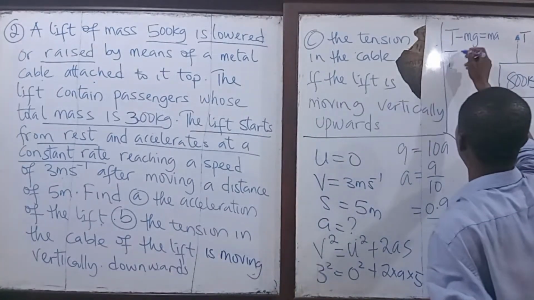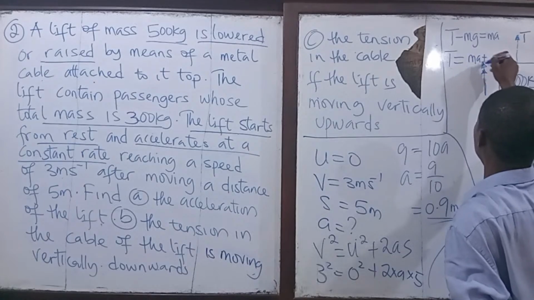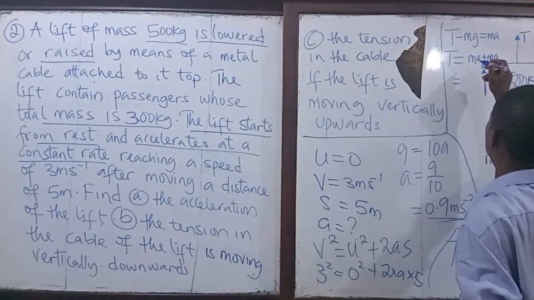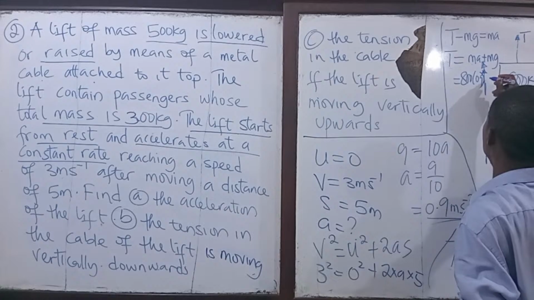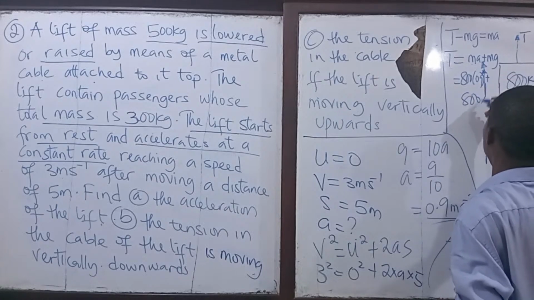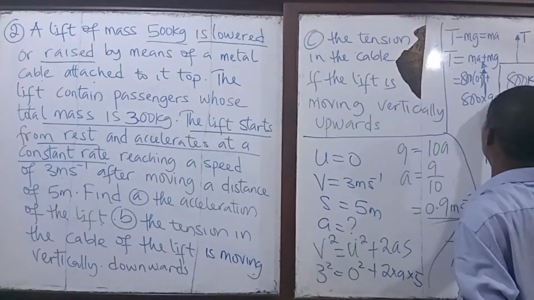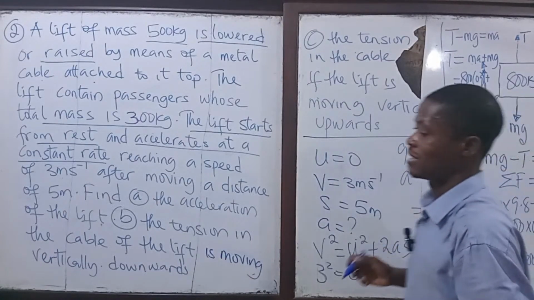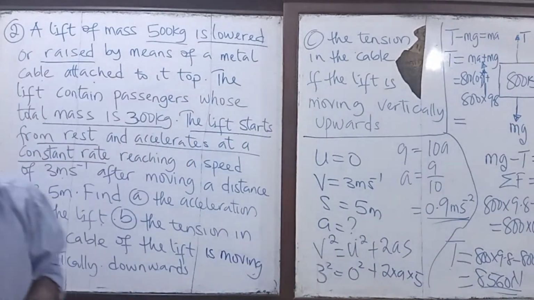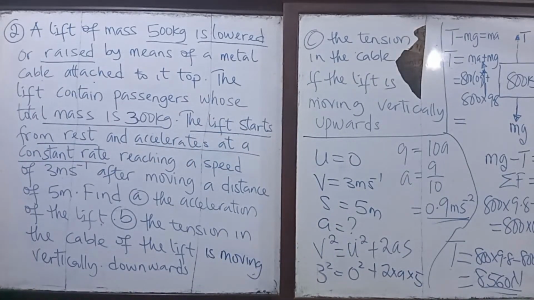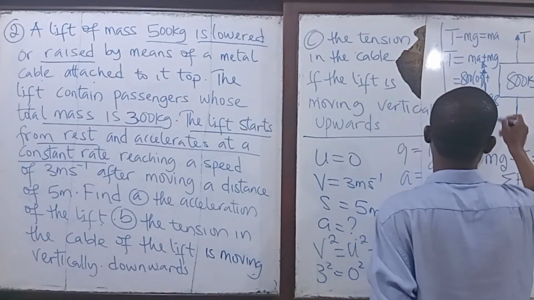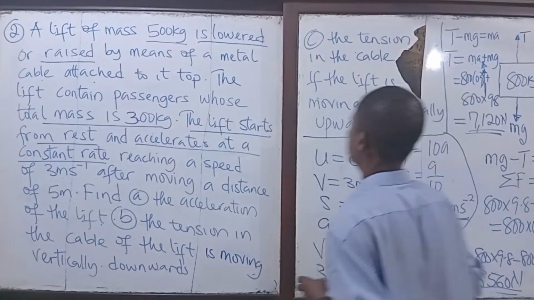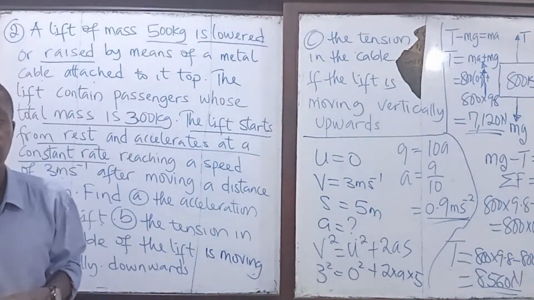So make T the subject, and that will be Ma plus Mg. And that will be equal to, my mass is 800, my acceleration is 0.9, then plus 800 times 9.8. So punch your calculator and get the tension when the lift is moving upward. If you punch your calculator, you're going to have 7,120 Newton. That is the tension when the lift is moving upward.